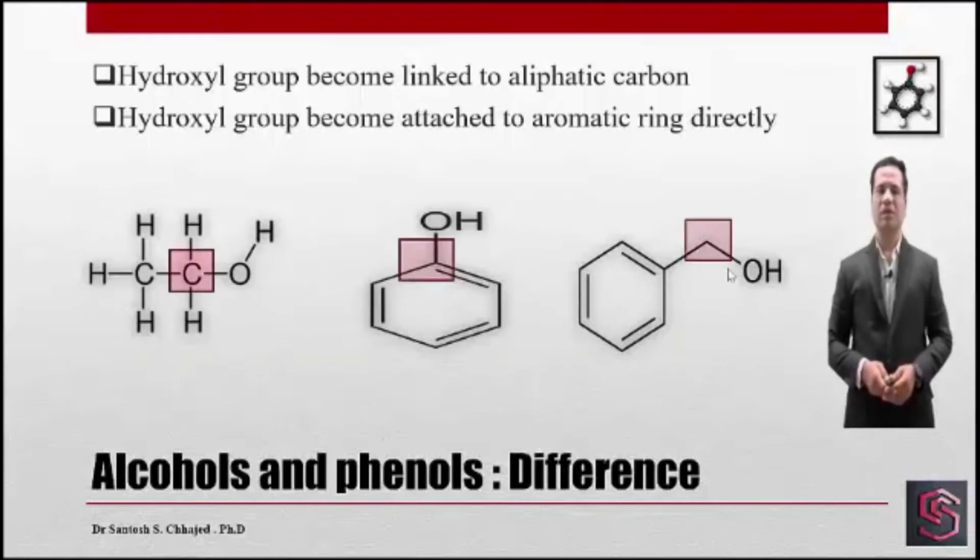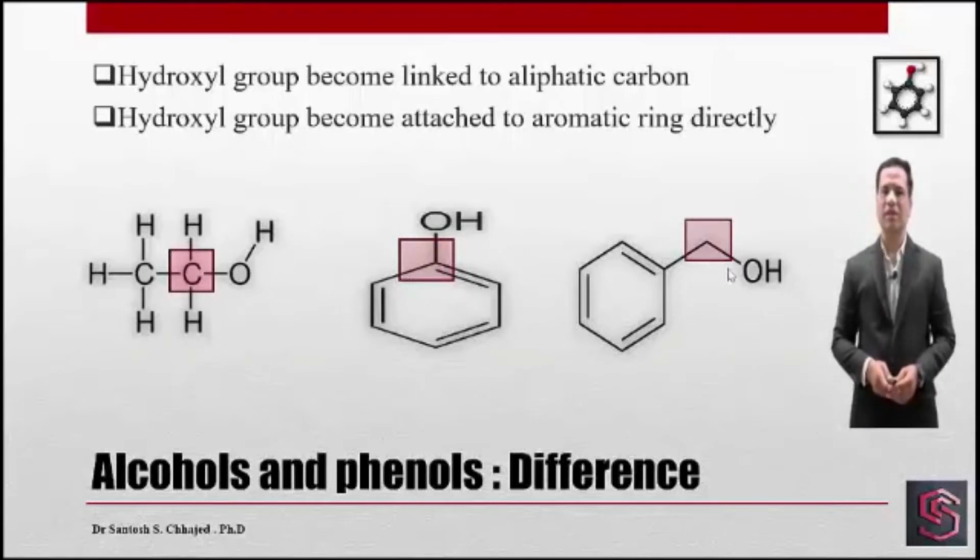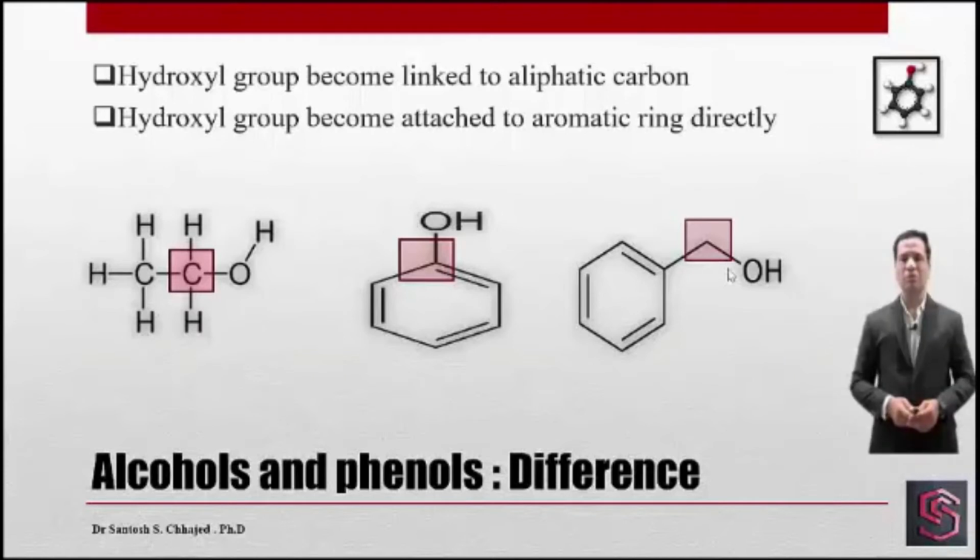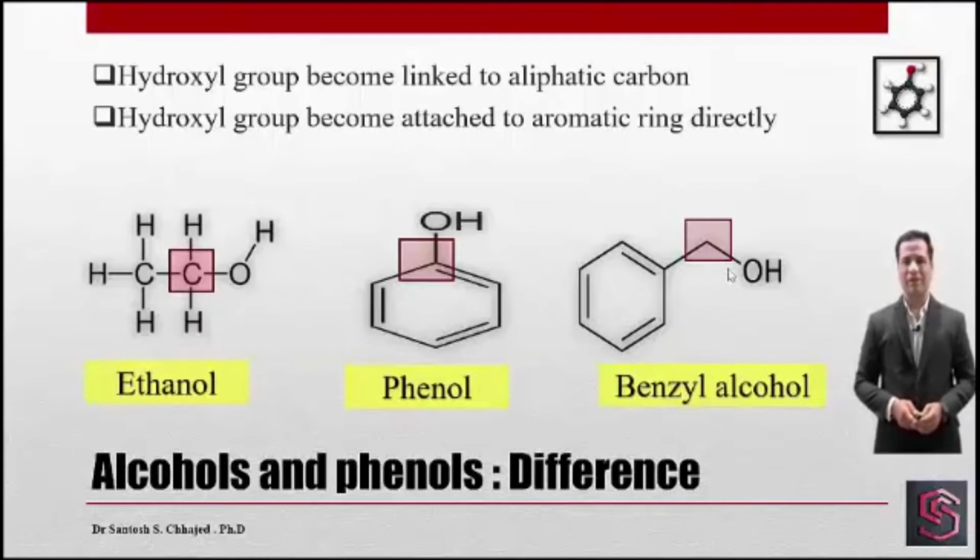First example, you could see aliphatic carbon to which hydroxyl group has become linked. In the second case, hydroxyl group has become linked directly to the phenyl ring, whereas in the third structure, in spite of the phenyl ring being present, the OH group has become linked to aliphatic carbon, or more precisely, benzylic carbon. So the first compound is ethanol, the second is phenol, and the third one is benzyl alcohol. This is how, depending upon the point of attachment or the position of the hydroxyl group, whether it has become linked to aliphatic carbon or the phenyl ring directly, that will decide whether the compound will be alcohol or phenol.